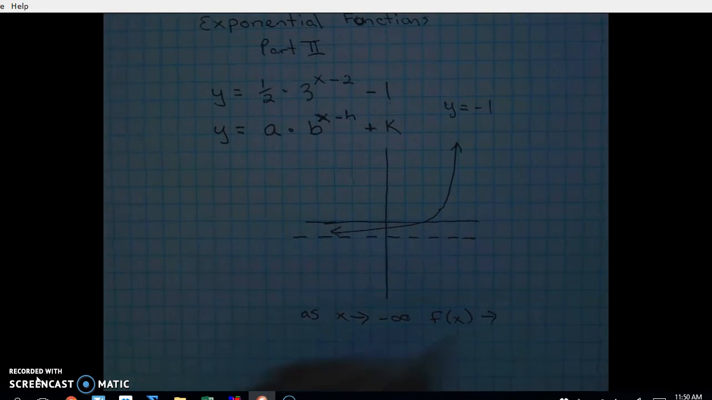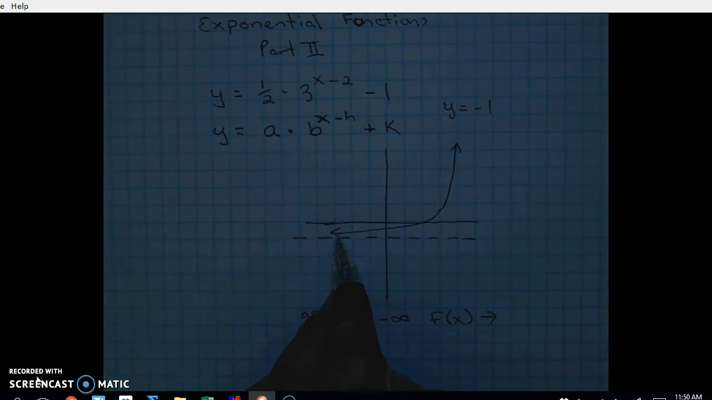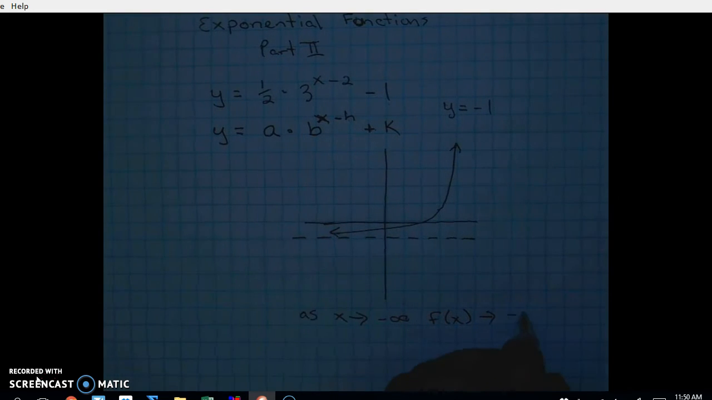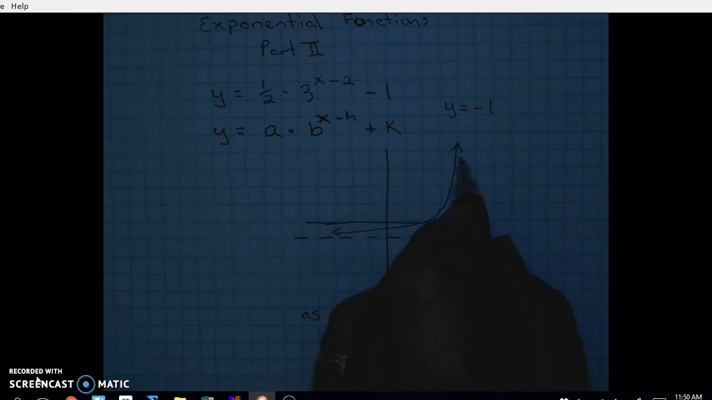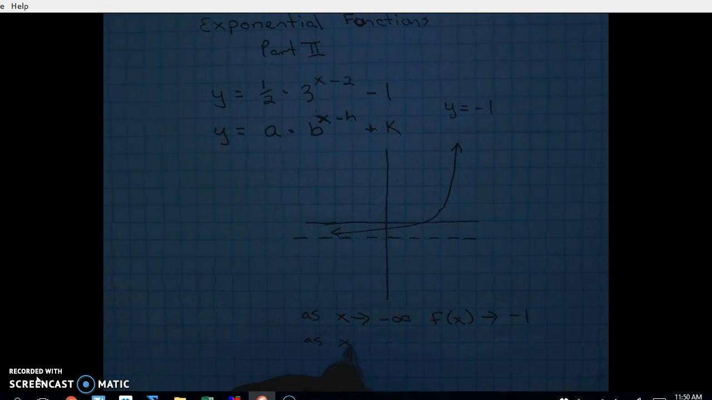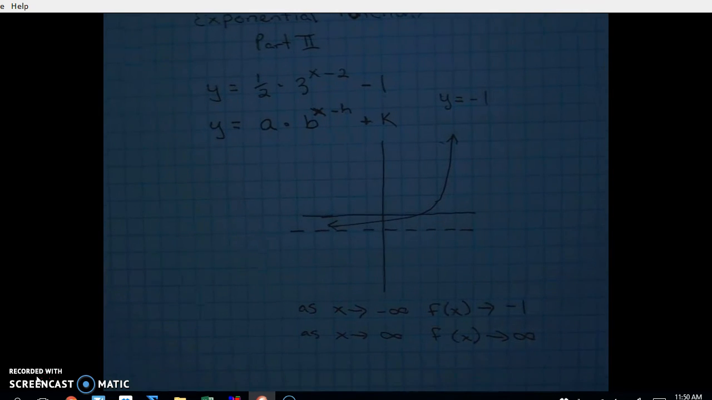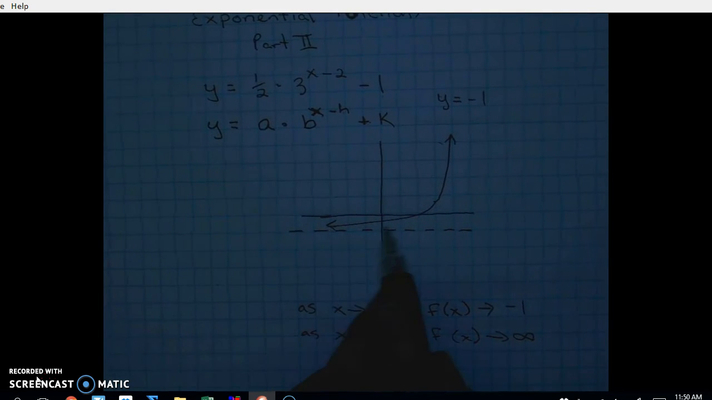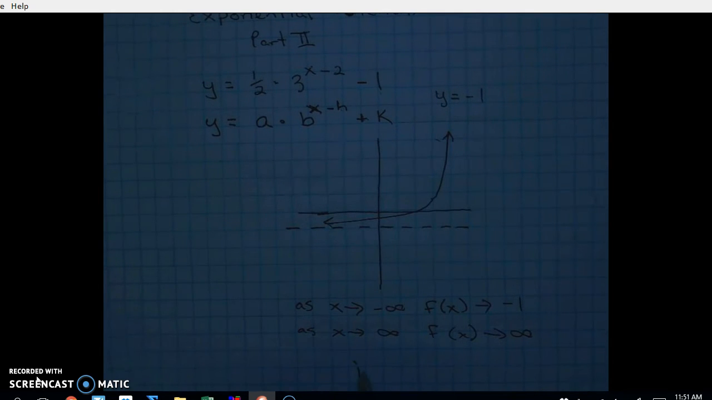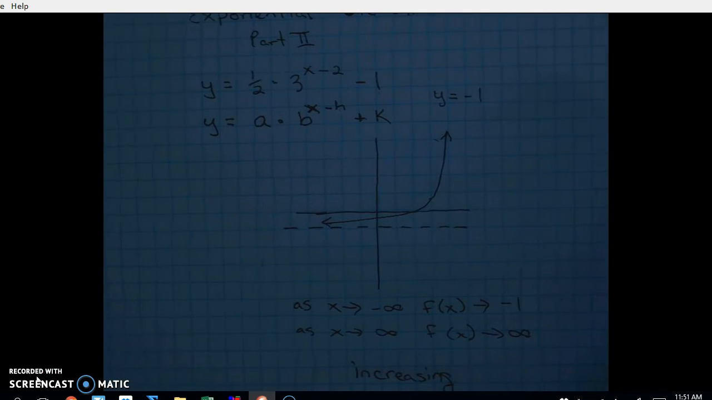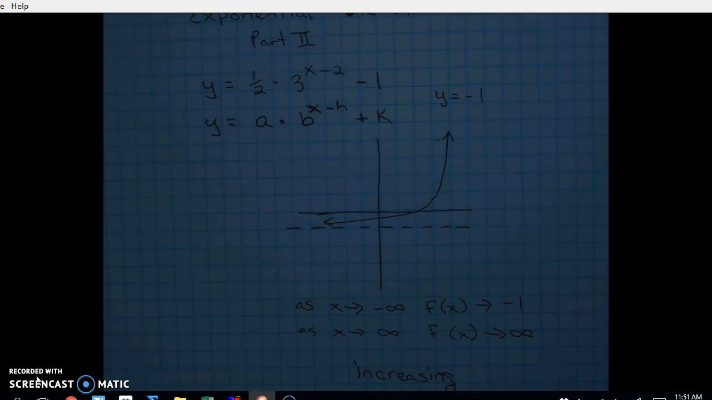So if you're doing end behavior here, as x approaches negative infinity on the left, f of x is approaching our horizontal asymptote, which is -1. And on the right side, as x approaches positive infinity, because we're going to the right, f of x is approaching positive infinity. Now, when you read a graph from left to right, this graph would be increasing. Now, could it ever be decreasing? Well, let's take a look at an example where it's decreasing.